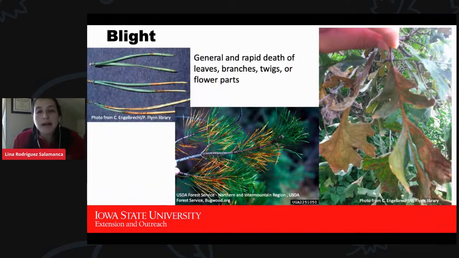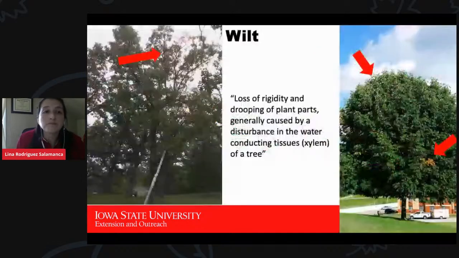Now, blight is a symptom that describes a general and rapid death of leaves, branches, twigs, or flower parts. And what is interesting is, in general, with blight the pathogen is located where you are seeing the symptom, per se. So those samples are very easy to collect. They get to me, I can get the sporulation going or the test going. And so it's important to collect enough sample and that it is fresh.